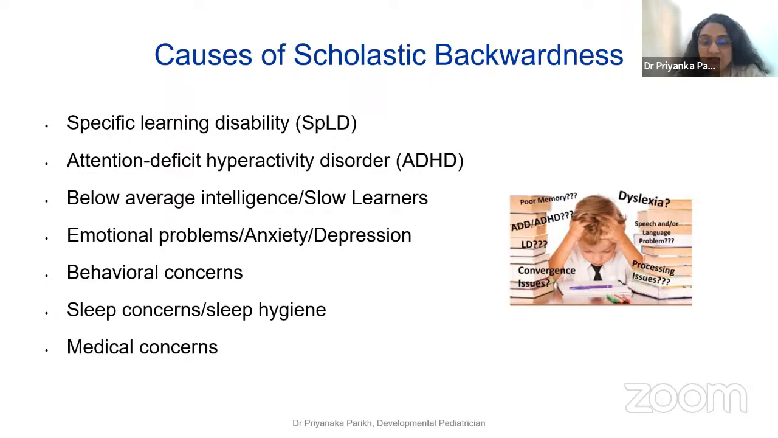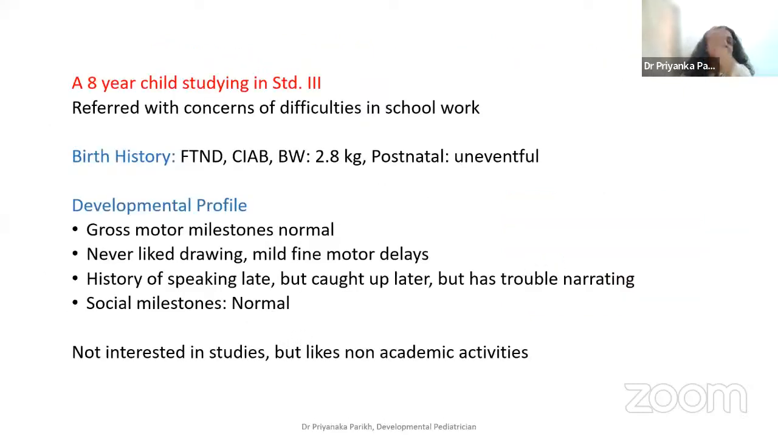There could also be sleep concerns, what we call sleep hygiene. So a child not sleeping well at night due to various reasons. It could also be obstructive reasons or adenoids or other reasons, which could then again affect attention and learning during the school hours. There could be medical concerns. Again, a child could be having chronic medical issues, whether it is cardiovascular or nephrological or neurological, which could either be primarily affecting learning, or it could also be leading to prolonged school absenteeism, which again affects the learning and the performance.